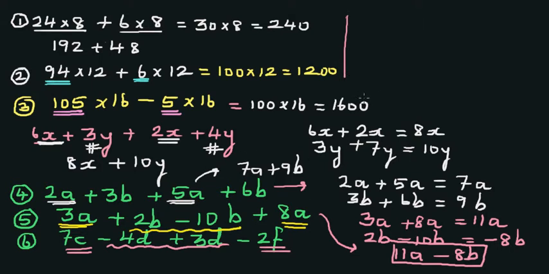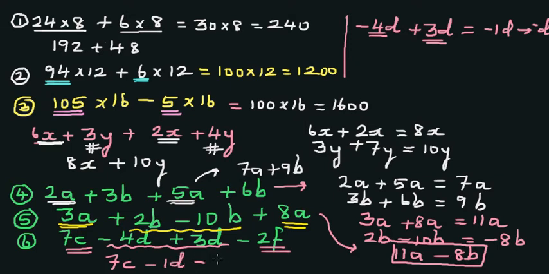So you got minus 4 lots of d plus 3d, which is minus 4 plus 3, that is negative 1. So you can write negative 1d, or you can also write only minus d. And this you cannot simplify. So here the answer would be 7c take away 1d, if you want to write 1d is fine, take away 2f.